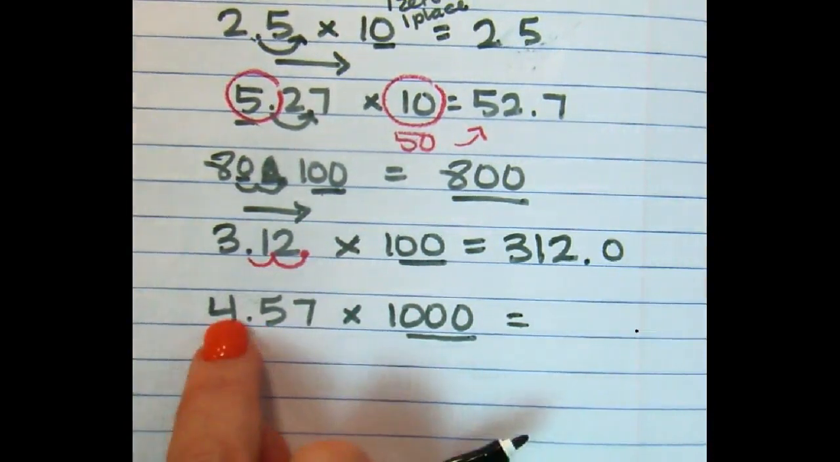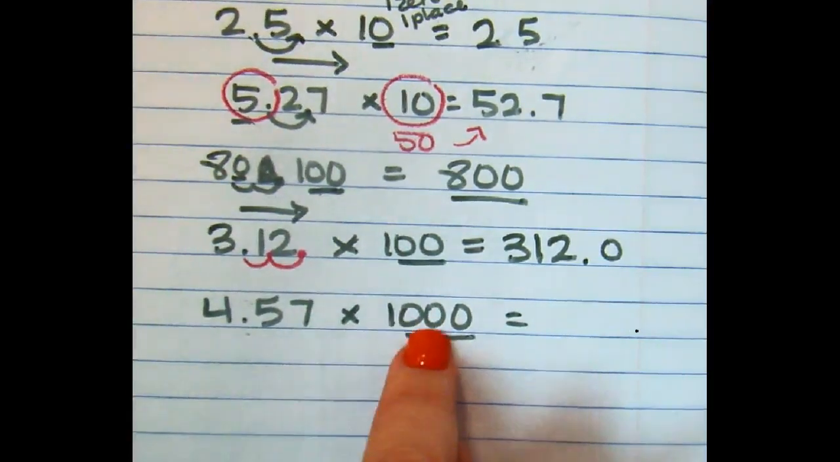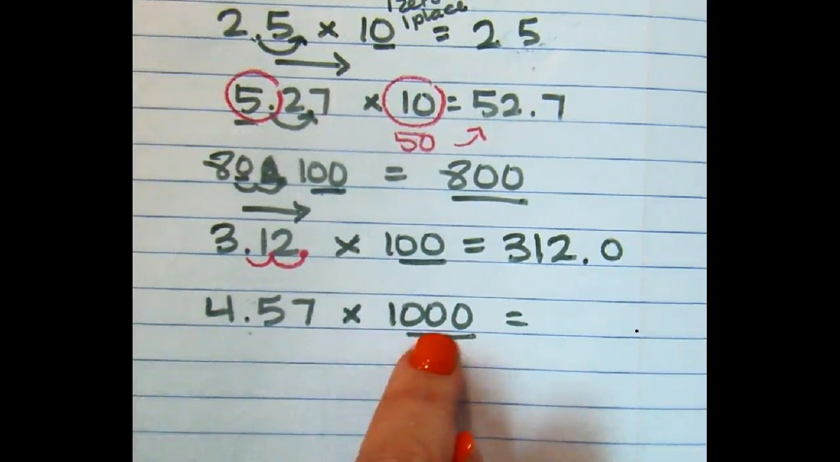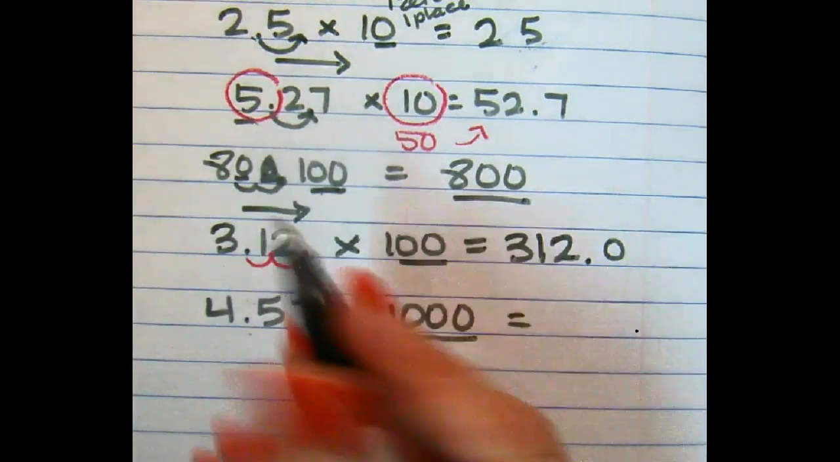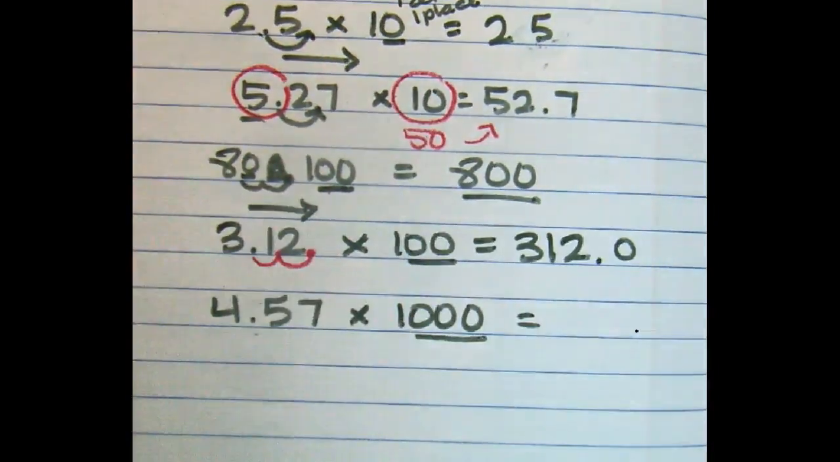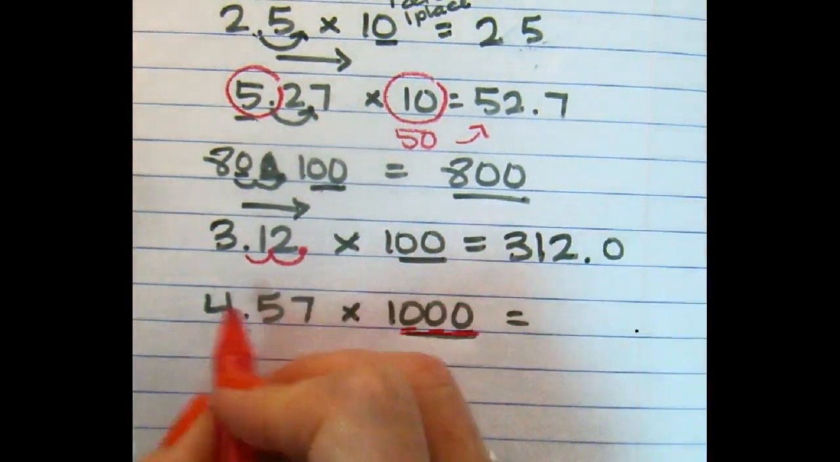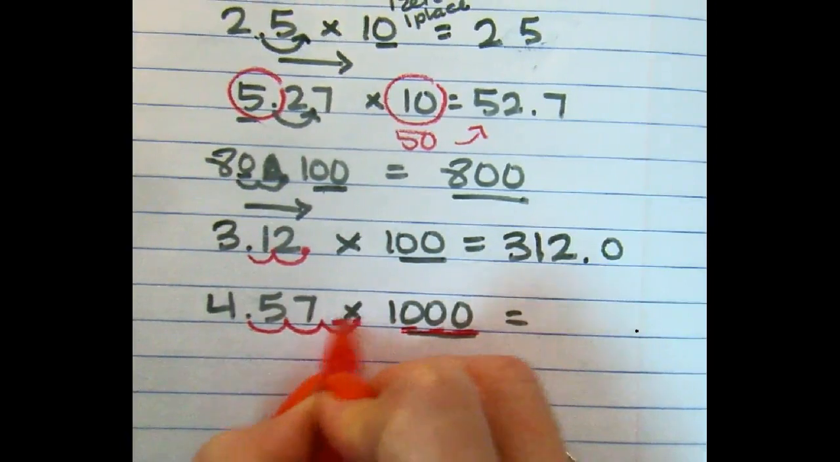This would round to 5. Well, what's 5 times 1,000? It's 5,000. So we know our answer to this equation is going to be somewhere in the neighborhood of 5,000 when rounded. So let's look. We're going to move our decimal over 3 times. 1, 2, 3 zeros. 1, 2, 3 times we will move to the right.